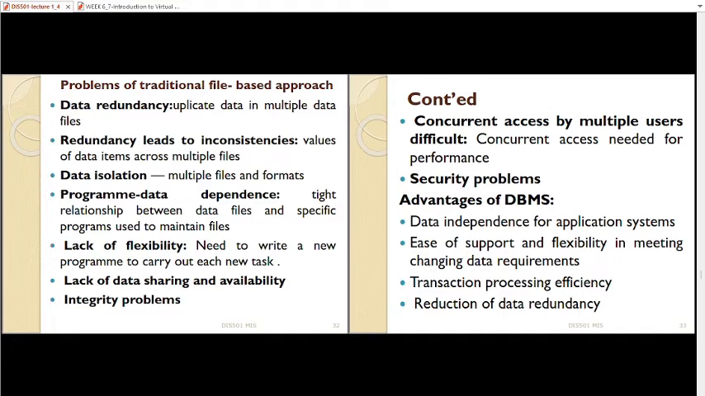Now, we have different problems with traditional file systems. What we mean by a traditional file system is whereby you are storing information separately for separate departments and so on. All this information is stored separately, not in one single location. When you have that kind of storage, you find those guys in sales storing their own information. Those doing manufacturing are storing their own information. Those in HR are storing their own information.